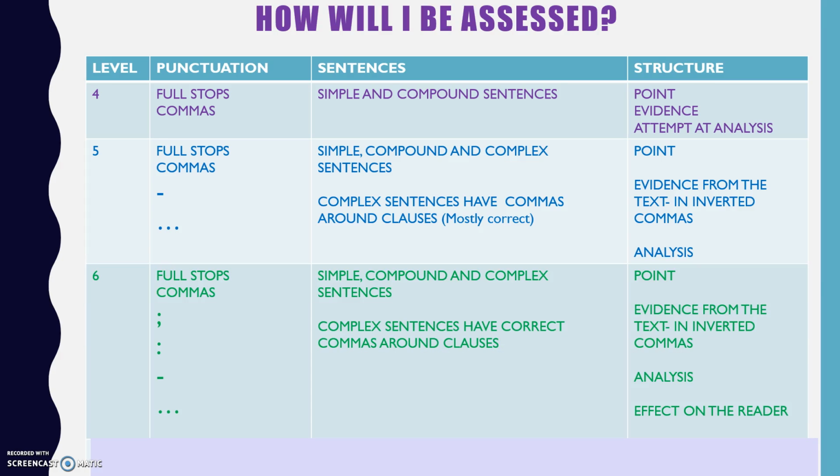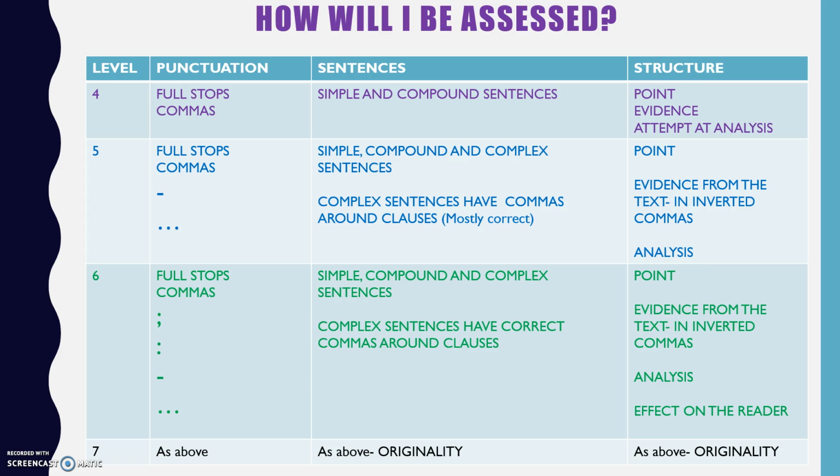Now for level 6, you have quite a variety in your punctuation: full stops, commas, semicolon, colon, hyphen, ellipsis. Your complex sentences have the commas and they're correct 100%. And your paragraph structure is your point, evidence from the text, analysis, and you also include the effect on the reader. So when it makes the reader think, or how it makes the reader feel.